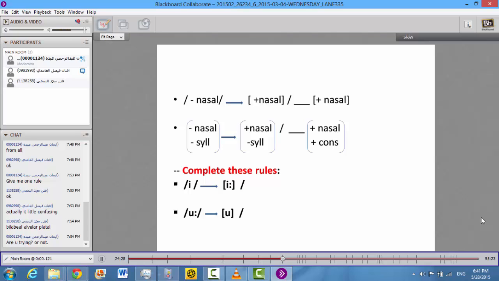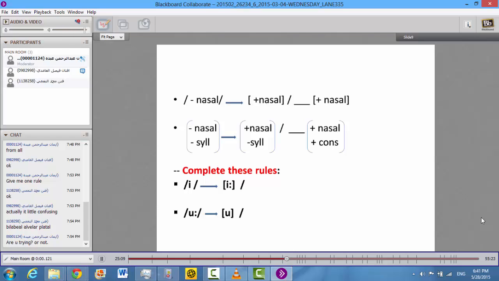Again here, minus nasal becomes plus nasal when followed by a nasal. Instead of writing all the nasals, the m and the n, we can write C, and underneath we put plus nasal. We can say it in another way using the distinctive feature system. Here we use minus nasal, minus syllabic becomes plus nasal, minus syllabic when it is followed by plus nasal, plus consonant. Again, meaning that the vowel is nasalized when it is followed by a nasal consonant.